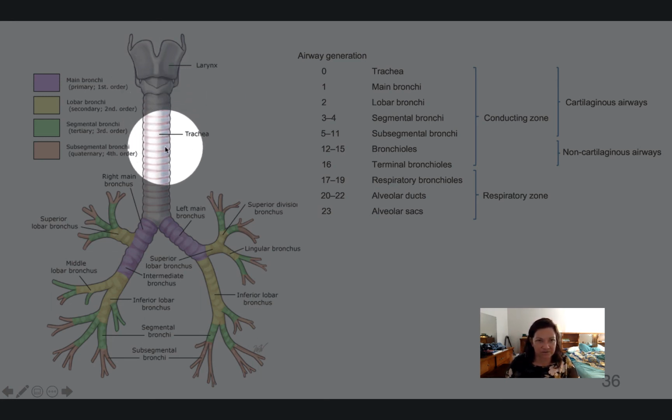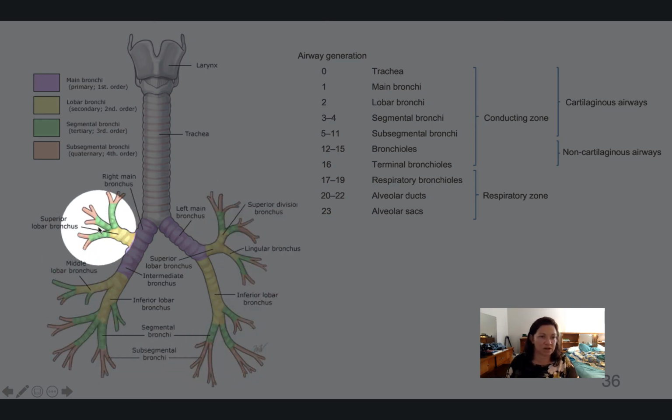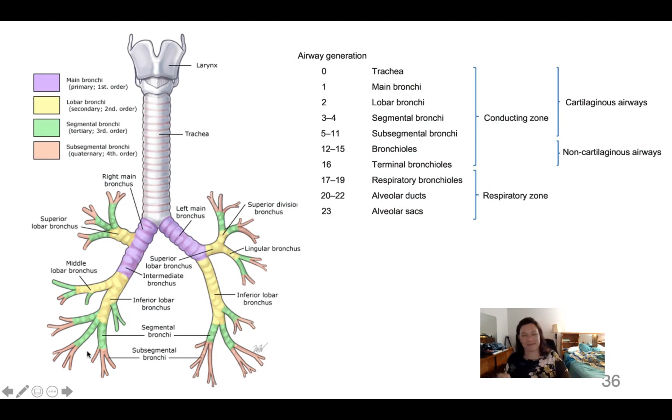So you have this sort of very clearly cartilaginous tube of the trachea. Here's the point of the carina, C-A-R-I-N-A, at the level of the sternal angle between the manubrium and the body of the sternum. That in turn gives rise to the left and right primary or main bronchi, shown in purple. And then you have 3 lobar bronchi on the right, shown in yellow, 2 lobar bronchi on the left, shown in yellow, and then a bunch of progressively smaller respiratory pathways, conducting and respiratory pathways.